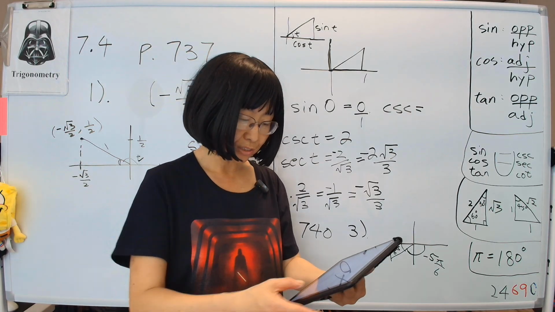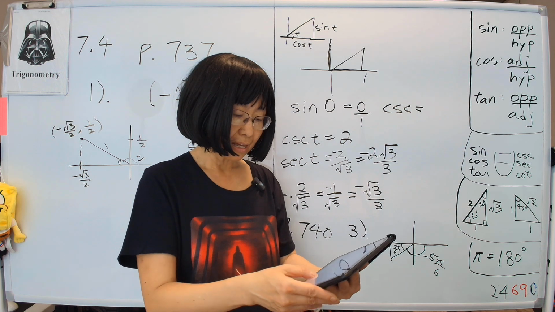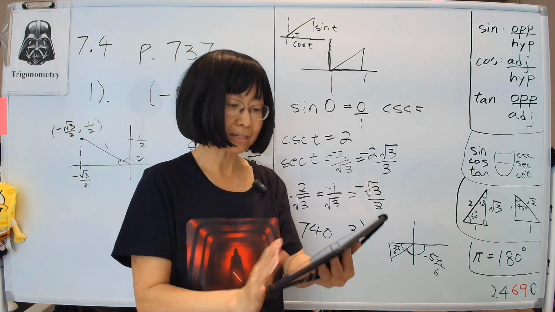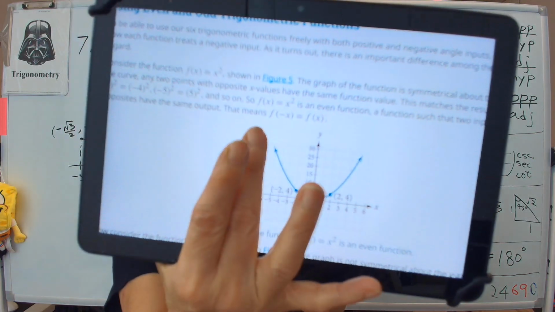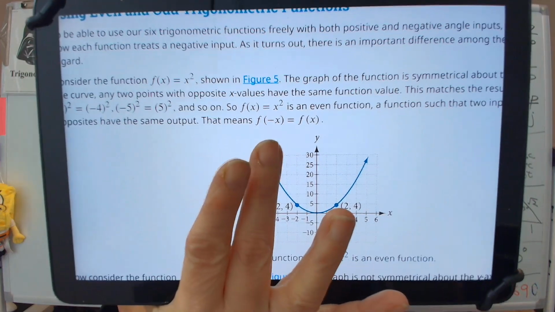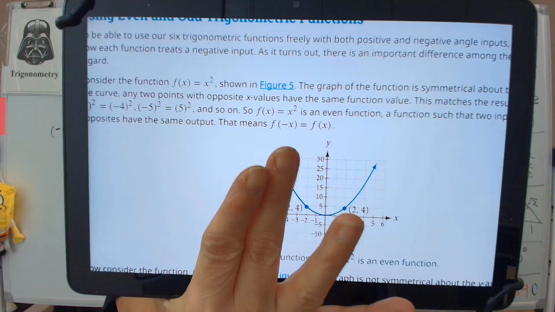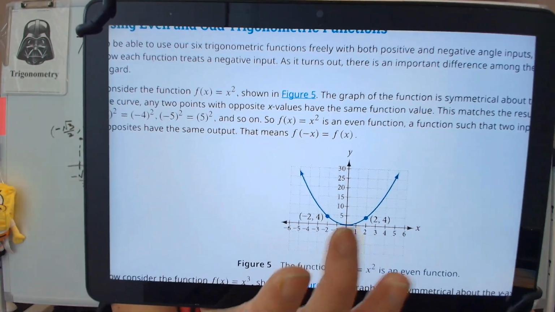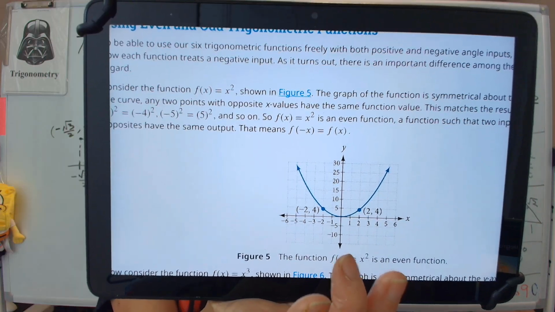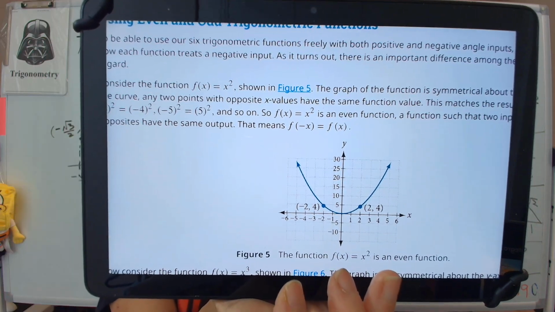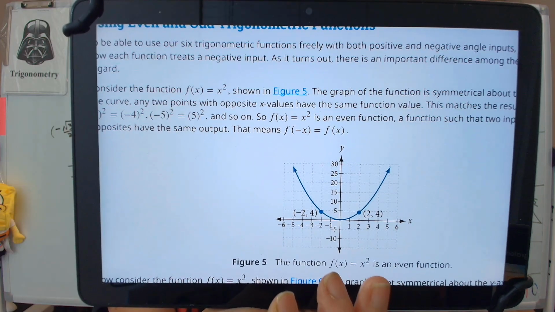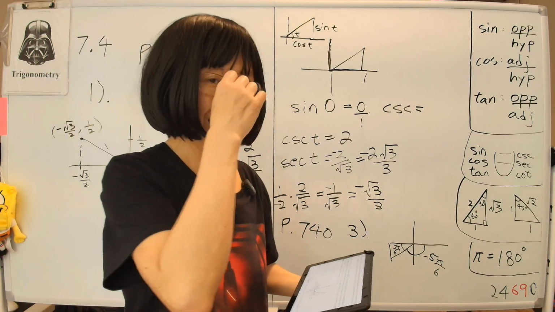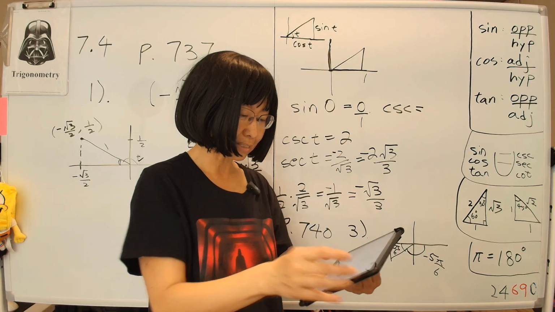An even function is a function such that f of minus x equals f of x. That is, if you stick a minus value in there, it's the same as if you have a positive value in there. For example, y equals x squared is a classic example of an even function. That's because x gets squared, so it doesn't matter if x is positive or negative, it gives you the same result.